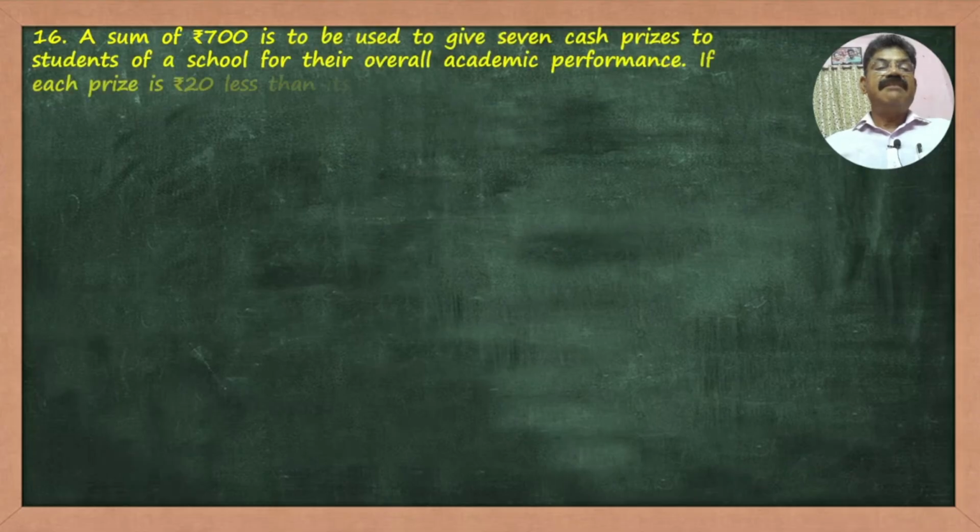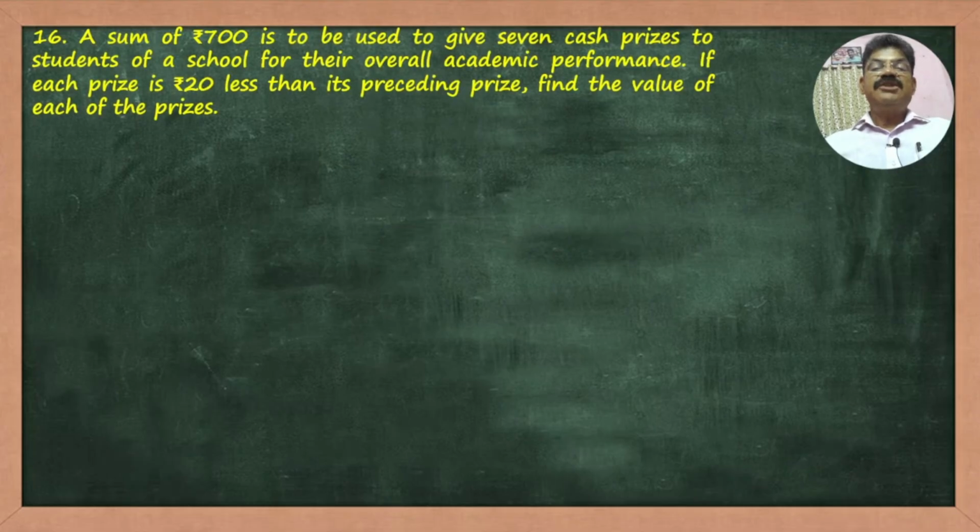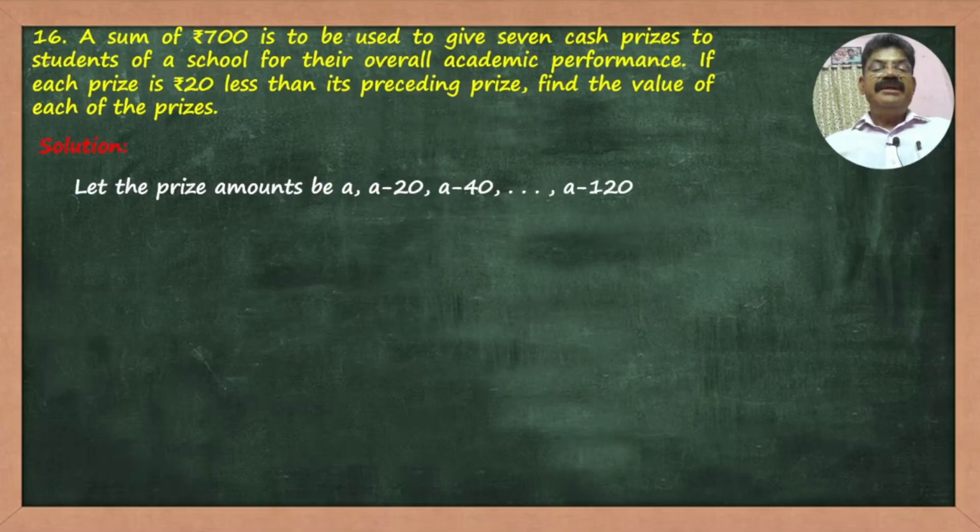16th problem. A sum of rupees 700 is to be used to give 7 cash prizes to students of a school for their overall academic performance. If each prize is rupees 20 less than its preceding prize, find the value of each of the prizes. Solution. Let the prize amounts be a, a minus 20, a minus 40 and so on to a minus 120.